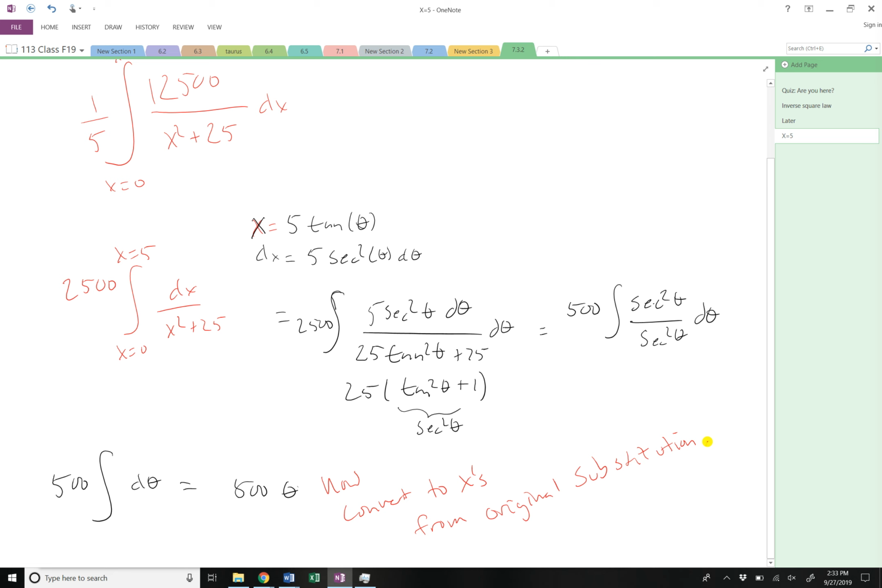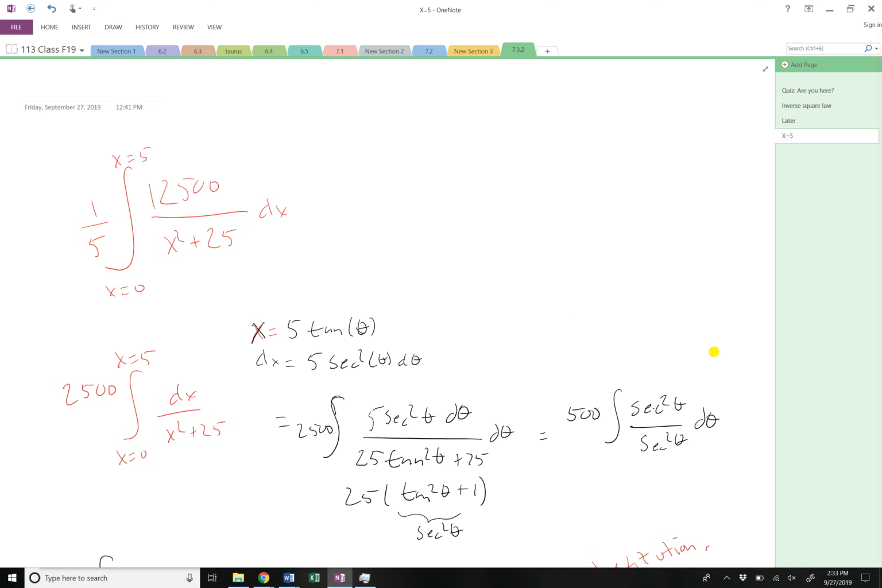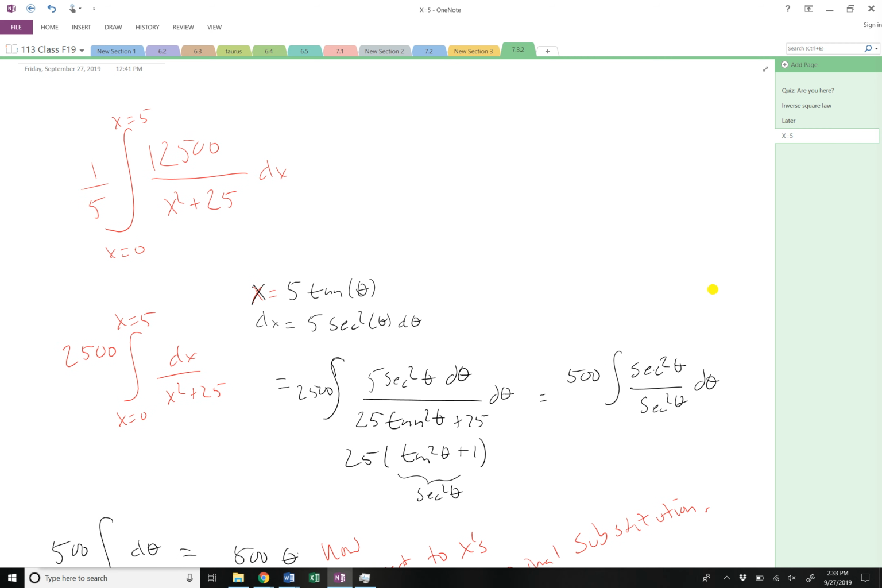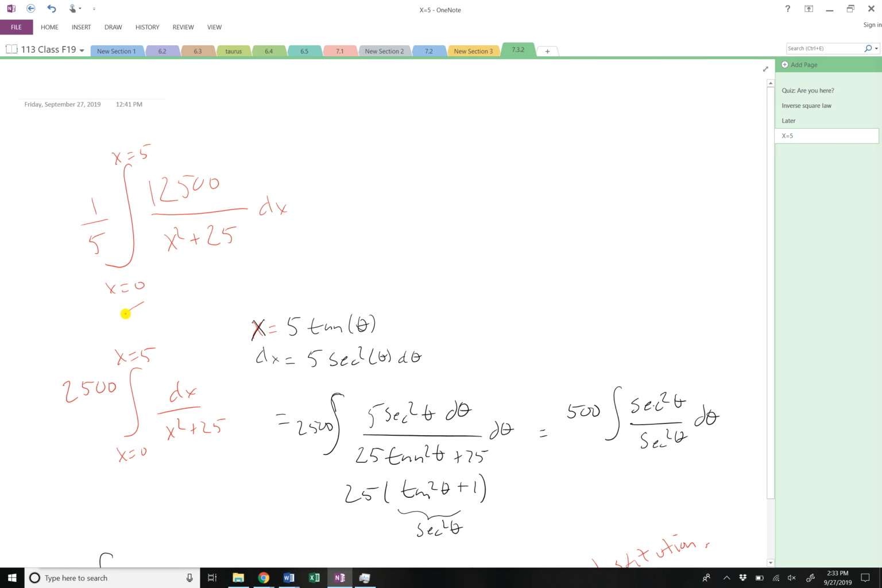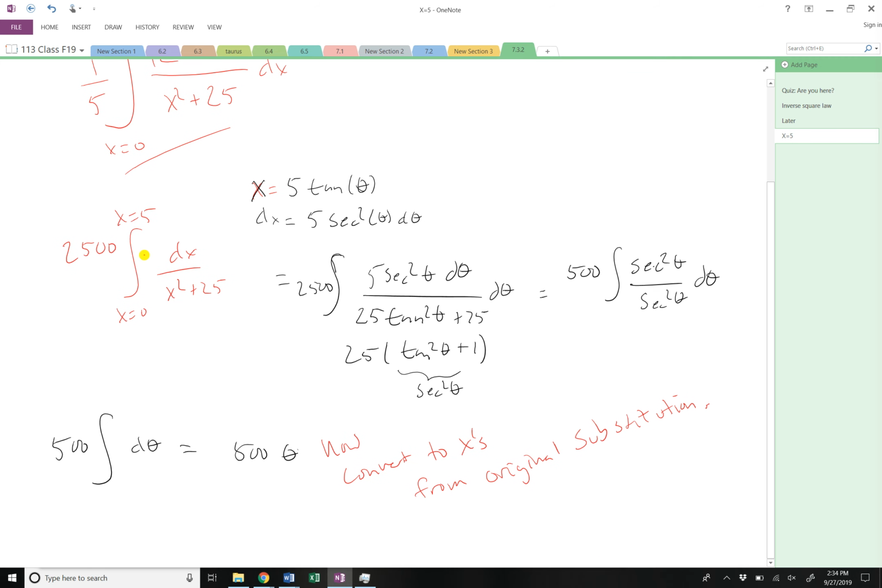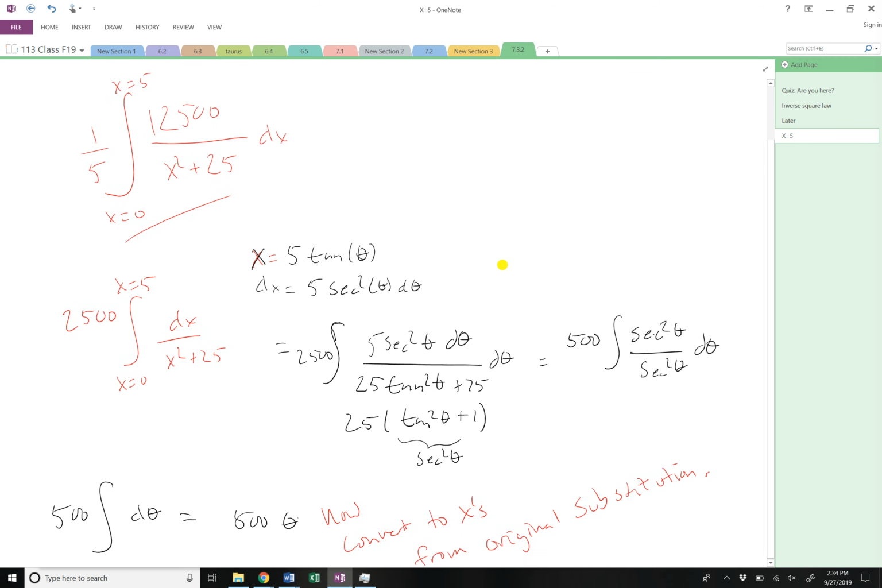So what angle can I, this tells me what I'm looking for is the angle I can take the tangent of and get 1. So what angle can I take the tangent of and get 1? It's pi over 4, so it's 45 degrees. That's when this is equal to this, because the tangent is opposite over adjacent, so it's at 45 degrees. So this is pi over 4.